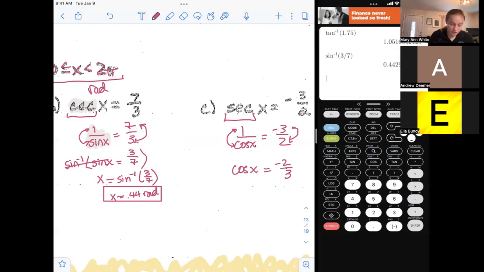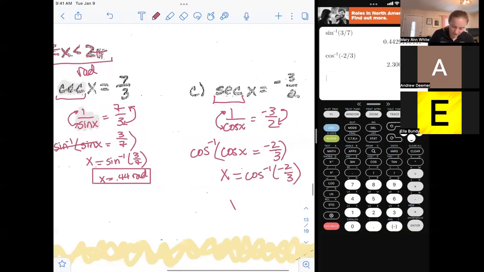And then just like the last two problems, to get rid of the cosine, we're going to do inverse cosine. So x equals inverse cosine of -2/3. Second cos -2 divided by 3. And I get x equals 2.30 radians.